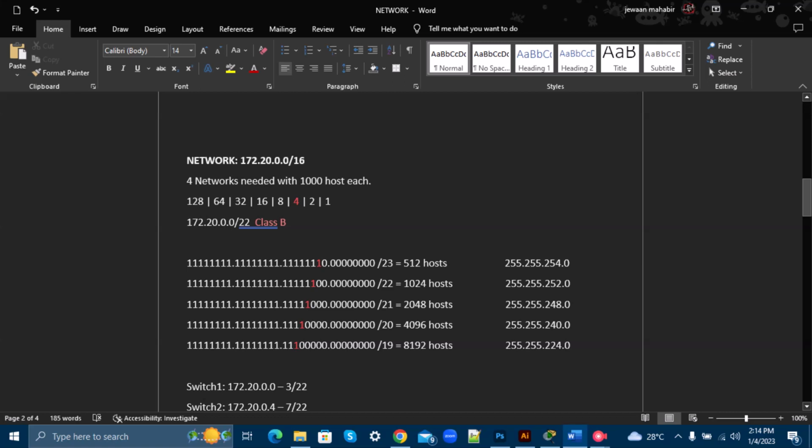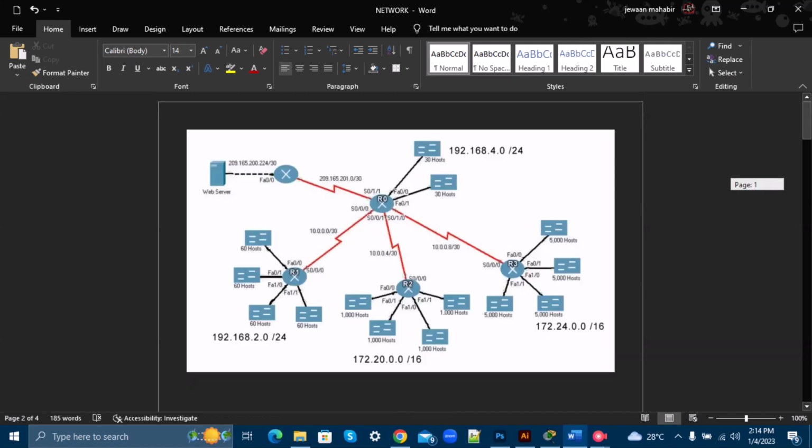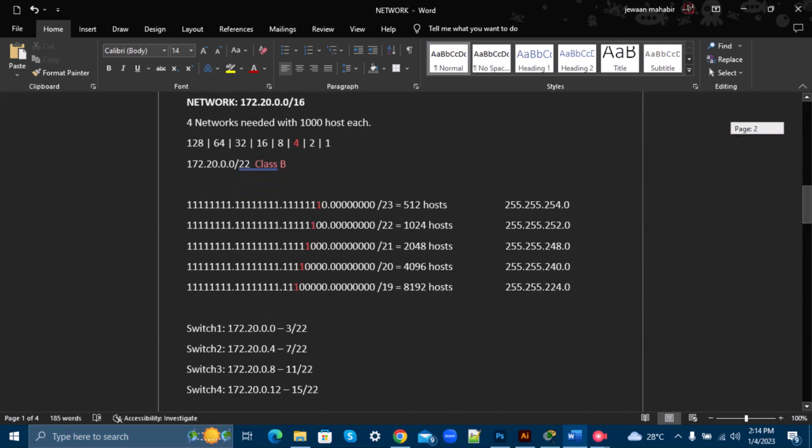So this router network is 172.20.0.0/16, as you can see there. What we need is 4 networks with 1,000 hosts each. Now let's go back to the diagram. You can see R2, 4 networks we have, and each of them are required of 1,000 hosts. So back to this.